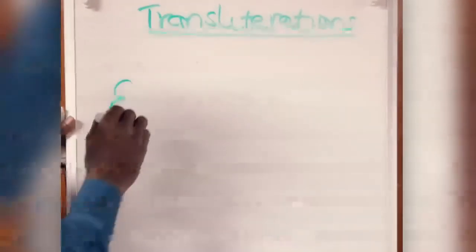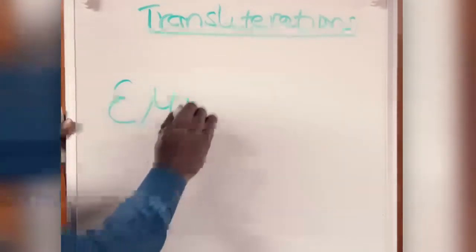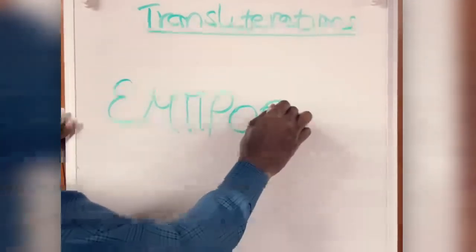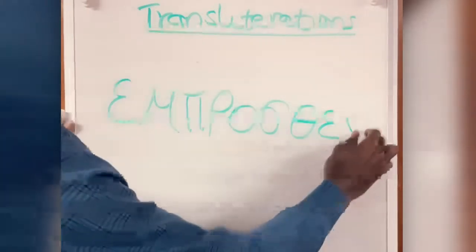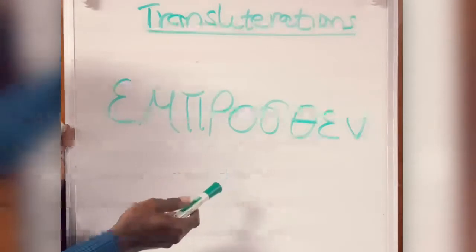Another example. Epsilon, mu, pi, rho, omicron, sigma, theta, epsilon, and nu. If you are asked to pronounce this word, you may find it difficult because you don't know it probably.